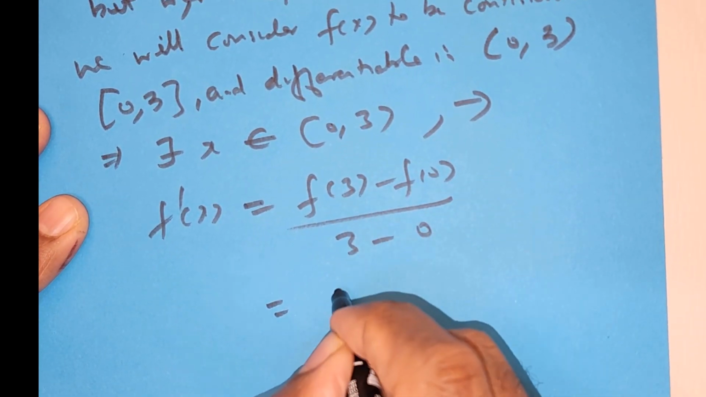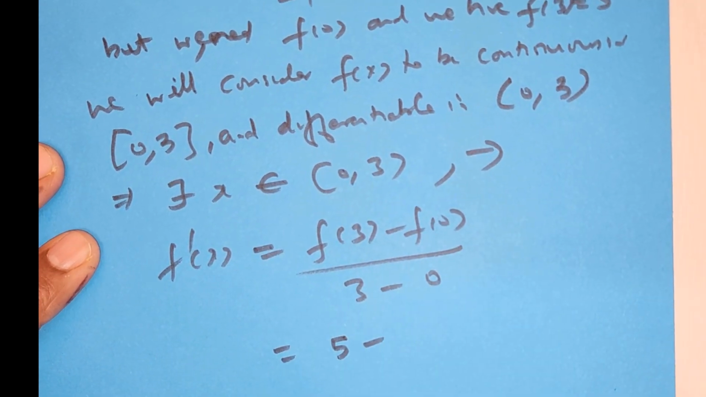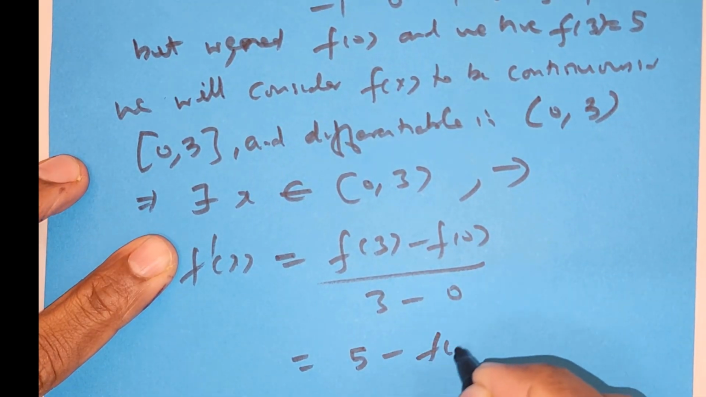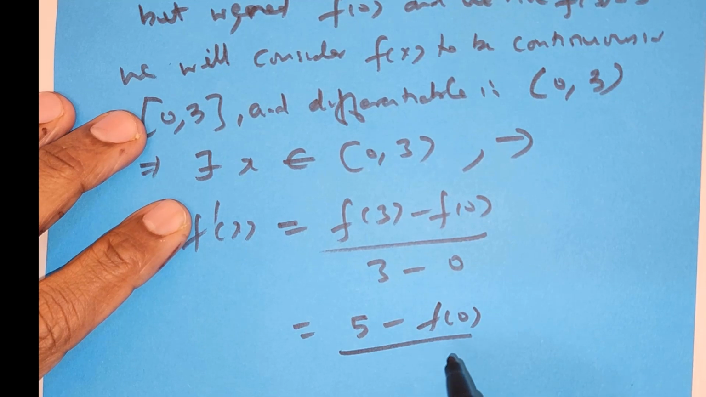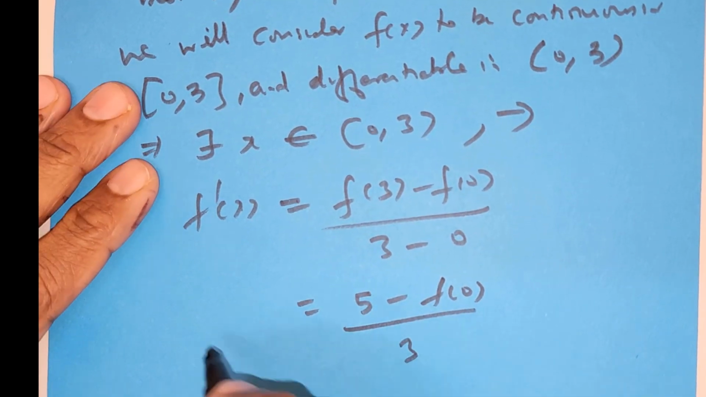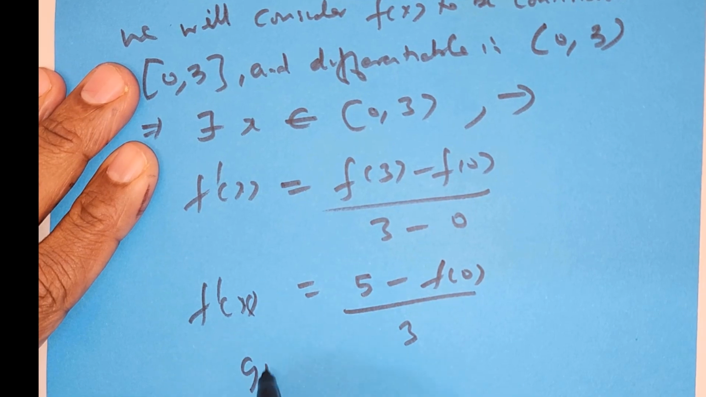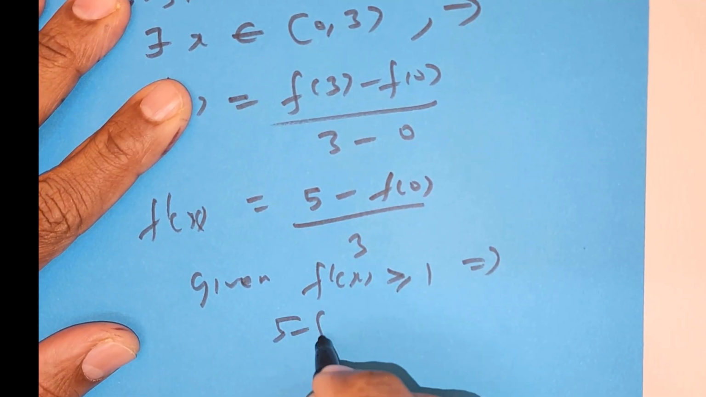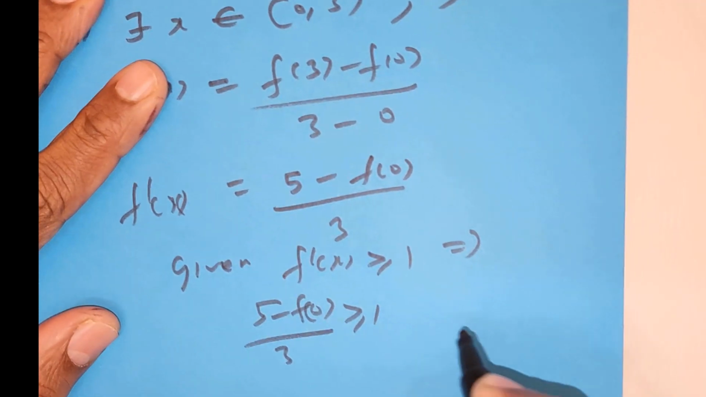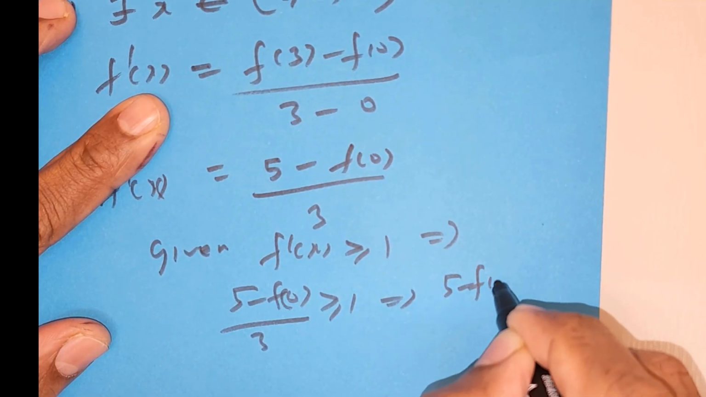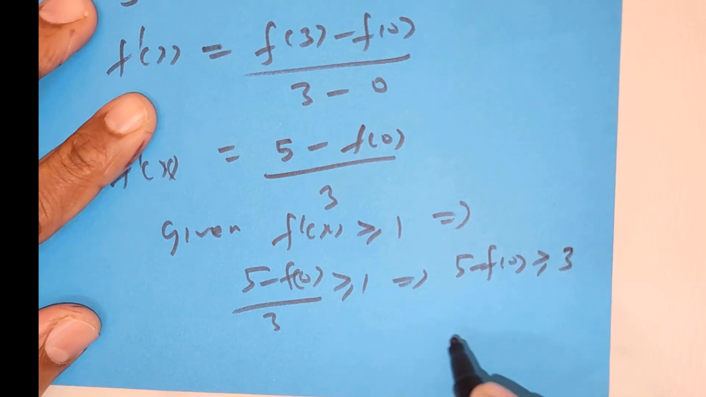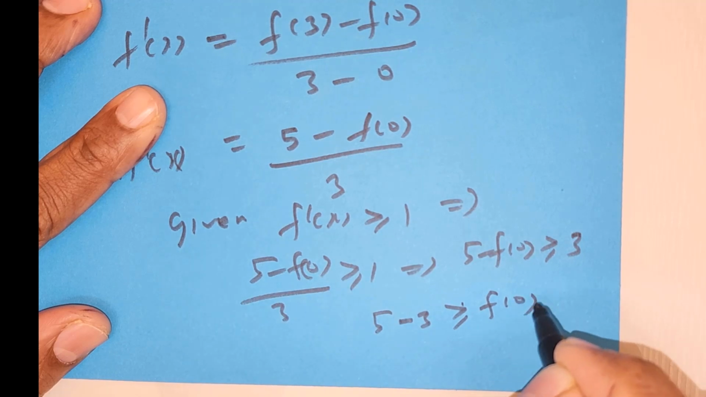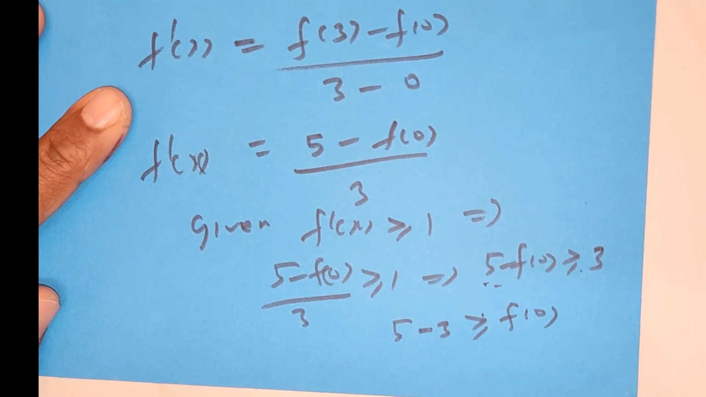So this is nothing but f of 3 is given as 5, and f of 0 we will have to get this value for f of 0. So what is that going to be? That is exactly what we are required to be obtaining, right? So I just place it as f of 0 divided by 3. This is my f dash of x. But what is given? Given that f dash of x is greater than or equal to 1. So this means 5 negative f of 0 divided by 3 is greater than or equal to 1. So what is the meaning of this? This means 5 negative f of 0 is greater than or equal to 3. So this means 5 negative 3 is greater than or equal to f of 0. I'm just shifting the quantities.